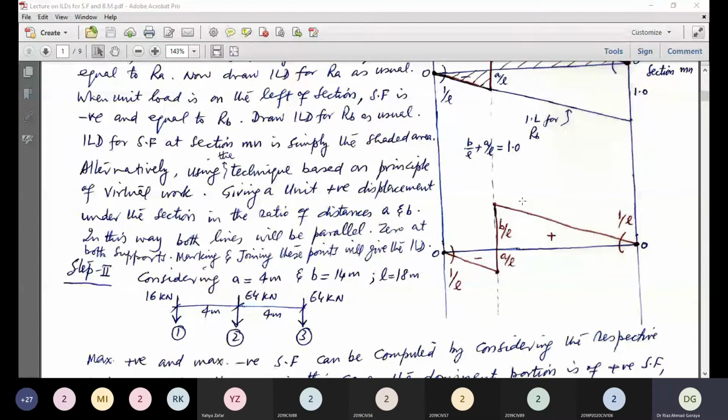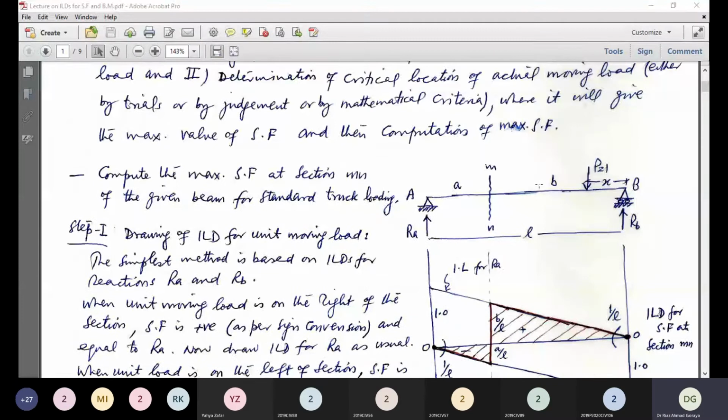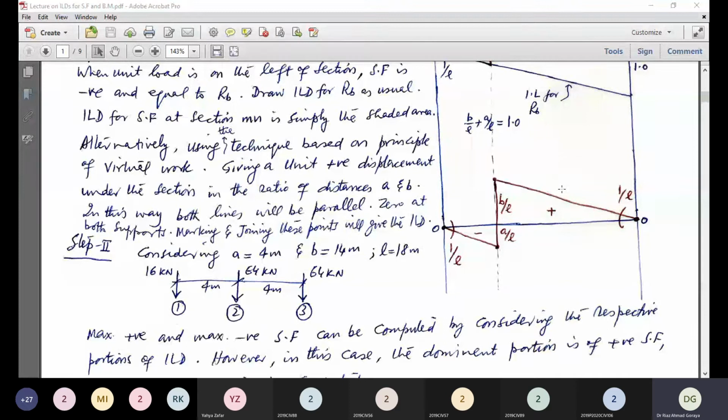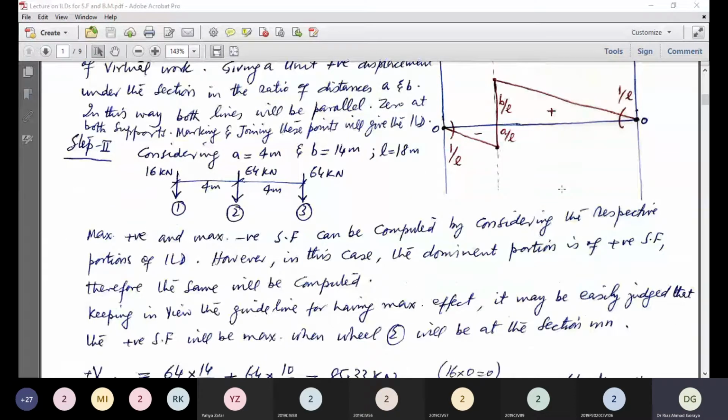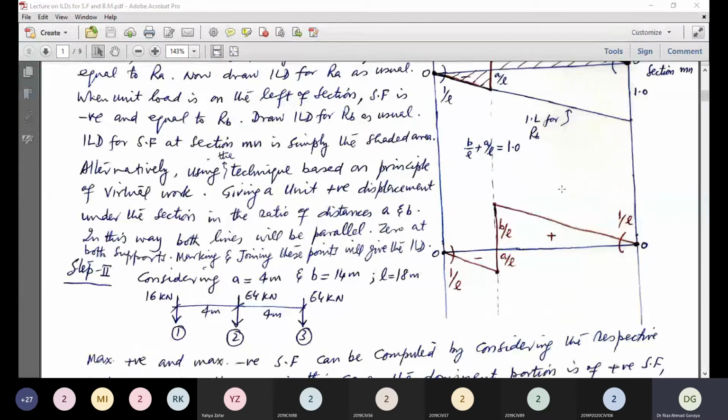Now considering a equal to 4 meter, b equal to 14 meter, and this total L will be 4 plus 14, 18 meter. So we have to determine the maximum positive and negative shear force under the section. Keeping in view the guideline for maximum effect, it may be easily judged. Now these are the 3 wheels.